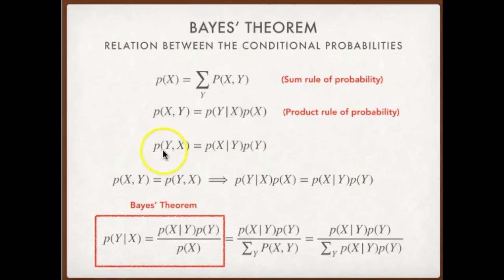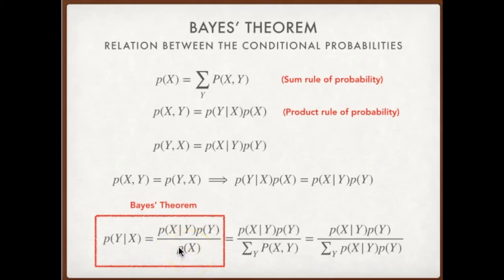Now by symmetry, p of y and x should be equal to p of x and y. So these two quantities on the right hand side of these equations can be equated. When we equate these two quantities, we arrive at the Bayes theorem. By Bayes theorem, we say that probability of y given x is equal to probability of x given y multiplied by p of y and divided by p of x.